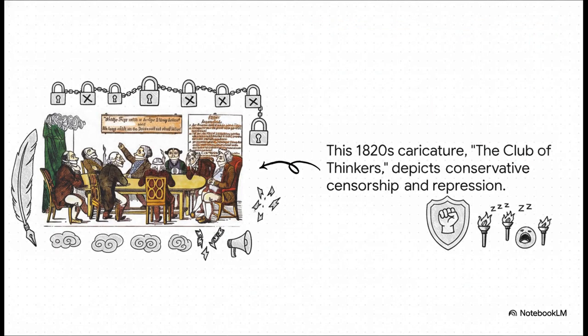This image here gives you a perfect idea of the conservative mindset. It's a caricature called the Club of Thinkers. And as you can see, the members all have muzzles over their mouths to stop them from speaking freely. The plaque on the left even reads, "The most important question of today's meeting, how long will thinking be allowed to us?" It's a brilliant commentary on how these regimes tried to crush any form of dissent.